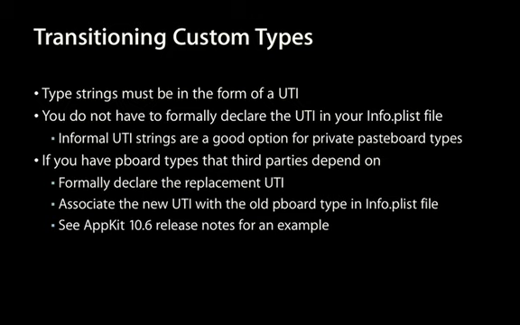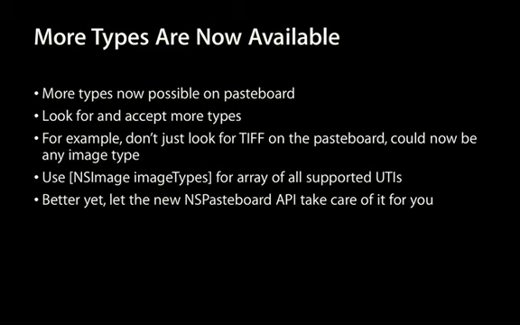Two short notes about the pasteboard. More types are now available. The example here is TIFF. It used to be the only bitmap type that the system would define. Now there are dozens of UTIs, so if you're only looking for TIFF and somebody puts PNG on the pasteboard, you're going to miss it. You should be asking for the broadest set of types that you can deal with. NSImage can help you with this, but again, the new API will take care of this eventually.